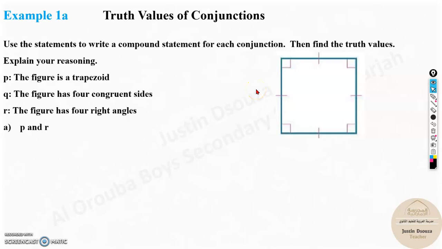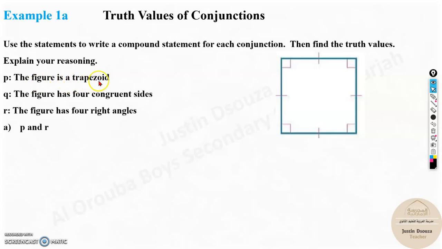We will solve some example problems on conjunctions and disjunctions. Here we have a problem. This is the given question. Use the statements to write a compound statement for each conjunction. Then find the truth values. Explain your reasoning. Now the statements are P and Q.